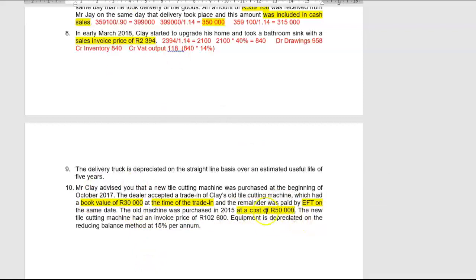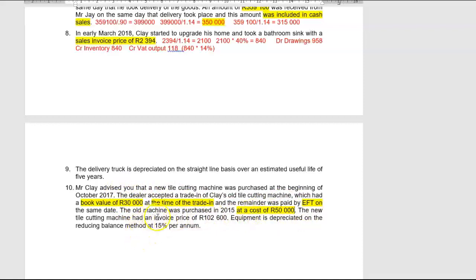Now, if the cost price was 50,000 Rand and I sold it at a book value or carrying value at the date of the trading transaction of 30,000, it must mean that the accumulated depreciation was 20,000 Rand, 50 less 30.